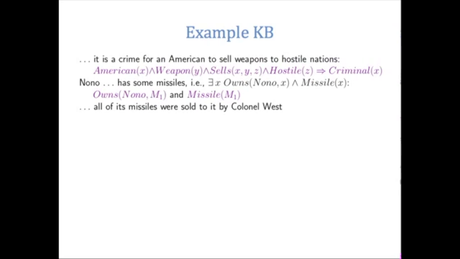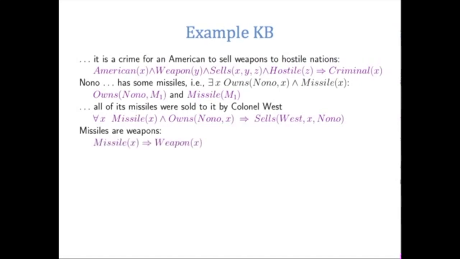Next, we need to represent that all of Nono's missiles were sold to it by Colonel West, and that looks like for all X such that X is a missile and Nono owns that missile, then that means that Colonel West sold whatever missile it was to the country of Nono. The next thing we need to represent is that missiles are weapons. So that's an easy implication. If X is a missile, then it's a weapon.